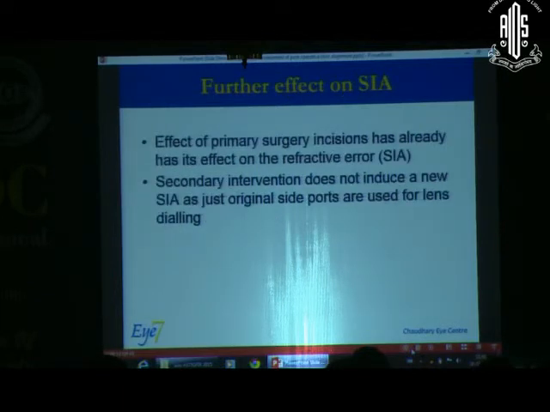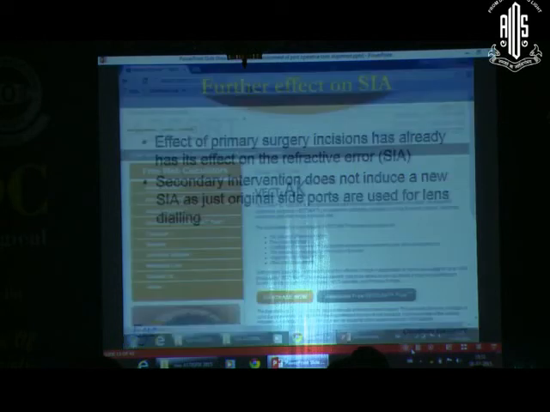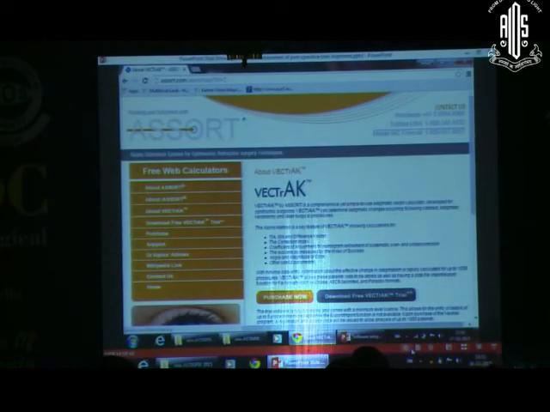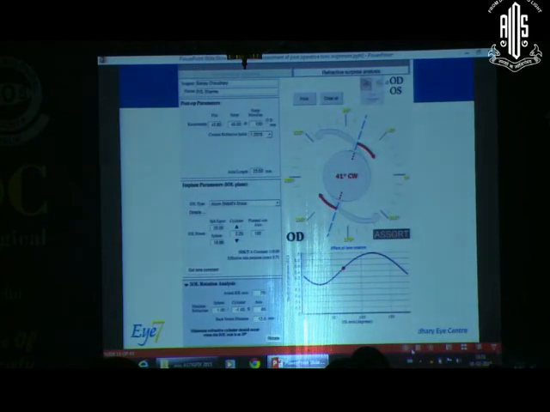You have to remember that whatever you do, now you're just going to use the 2 side ports to make the correction. So now there is going to be no effect of SIA on the lens in a secondary procedure. SIA, what had to happen has happened before. So whatever changes it had to bring on the cornea have happened. Now when you're going to dial the lens, you're not taking into consideration any further SIA. Here's another calculator, and this is how it gives you that you're going to dial the lens through so many degrees.